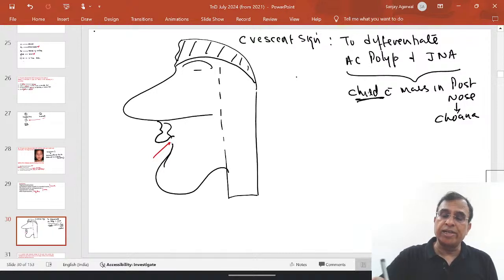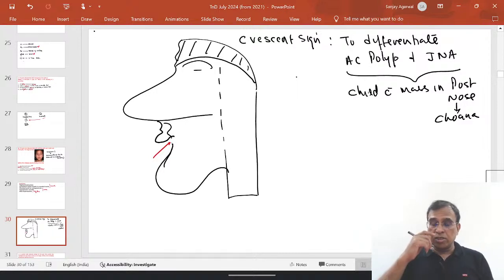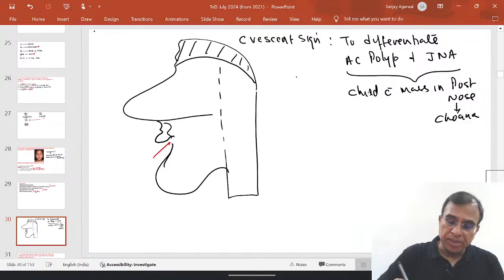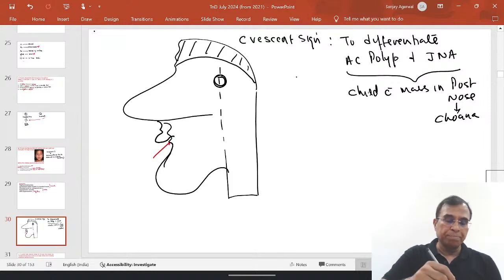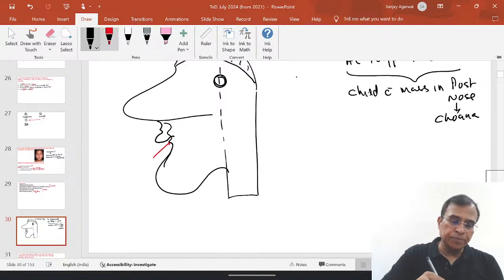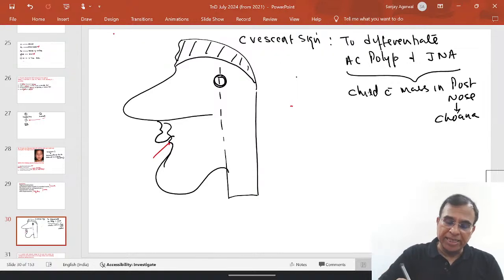So sometimes you get confused. Now, the sphenopalatine foramen is somewhere here. That's why if there is a tumor, an angiofibroma, the angiofibroma is somewhere here. This is JNA.